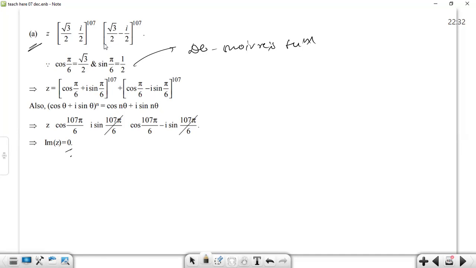Clear? And what is done there is that they have simply found the modulus of z and also the argument of z. And then they have found the polar form, and thereafter they have applied de Moivre's theorem by multiplying 107 into this. Then they have simplified the angles further and solved further. Clear?